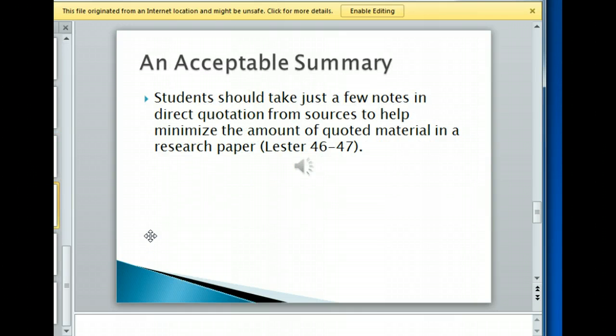Now the summary: students should just take a few notes in direct quotation from sources to help minimize the amount of quoted material in a research paper. You see here we have left details out and just the main idea is in the summary.